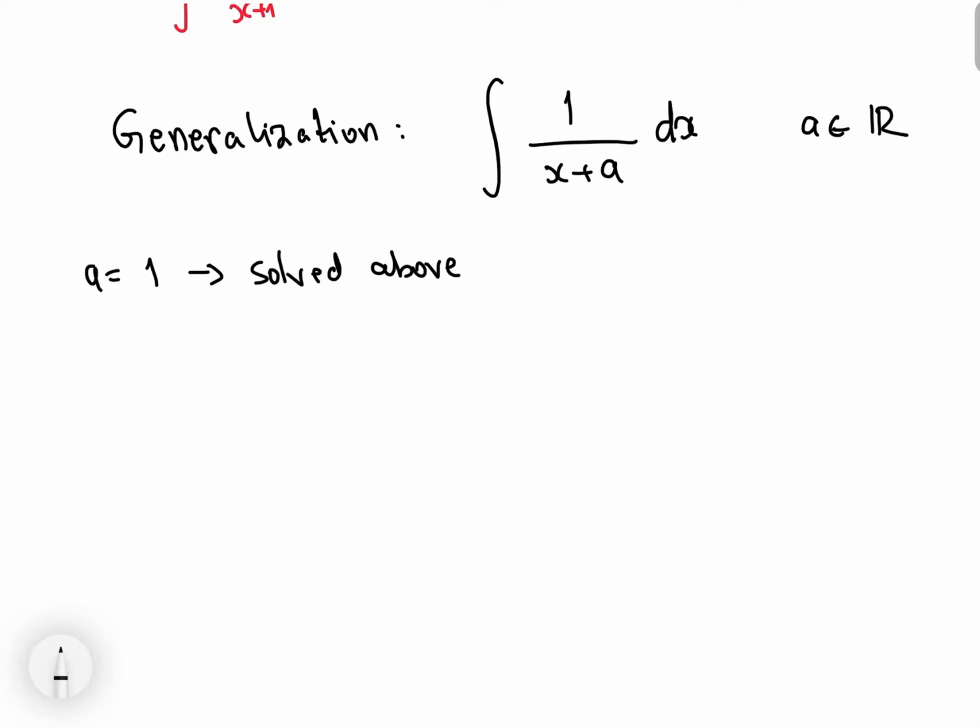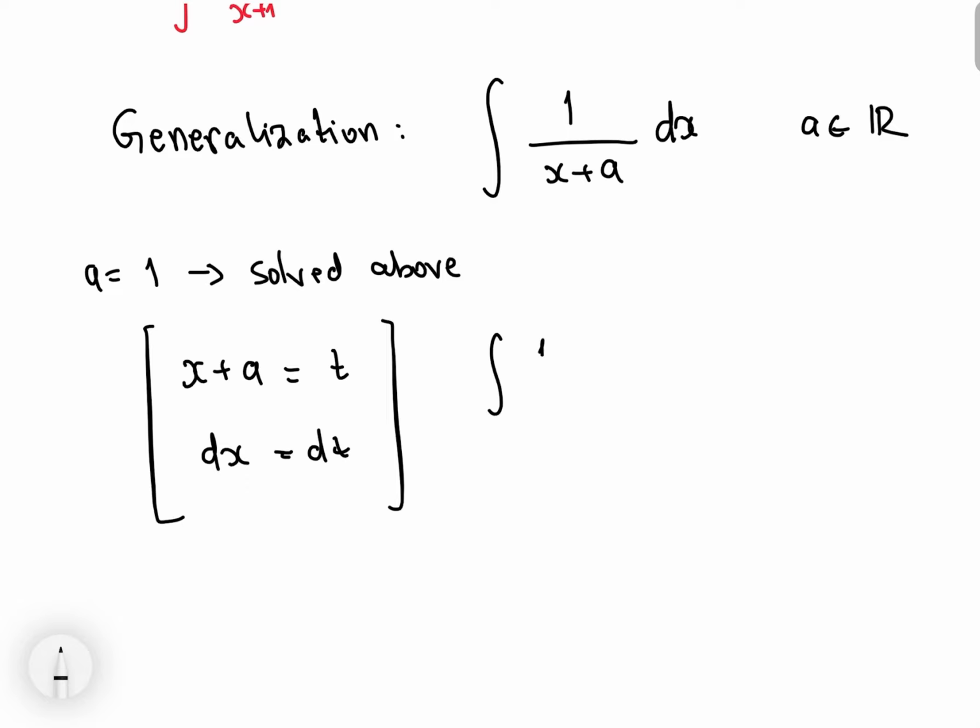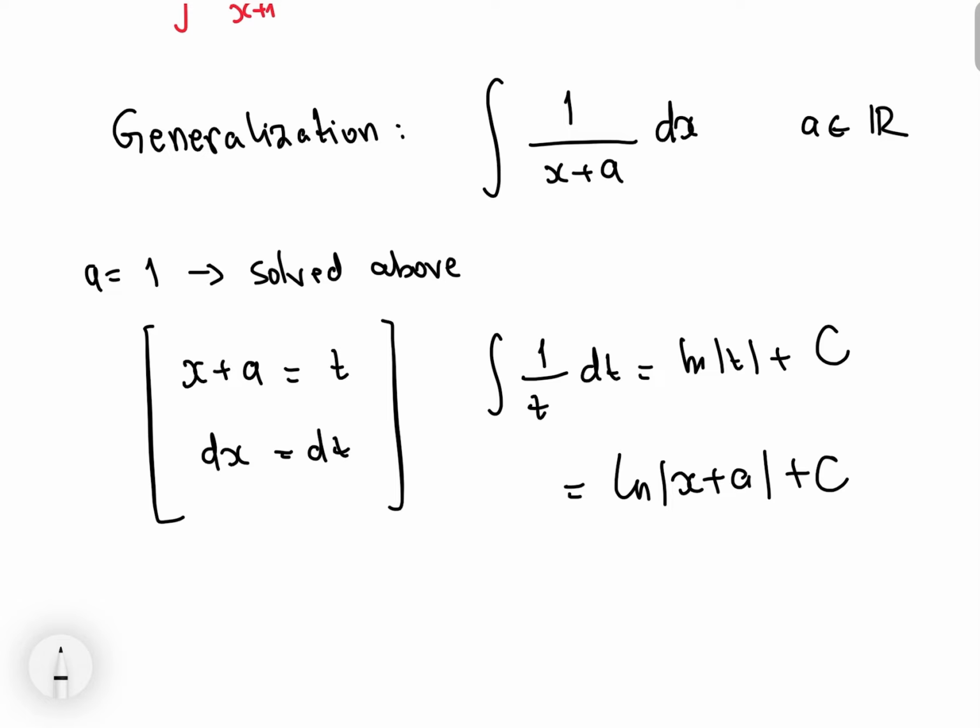So the obvious substitution actually is x plus a equals t, and then dx equals dt, and therefore the integral becomes 1 over t dt, which is ln absolute value of t plus constant c, and that is ln of x plus a plus c.